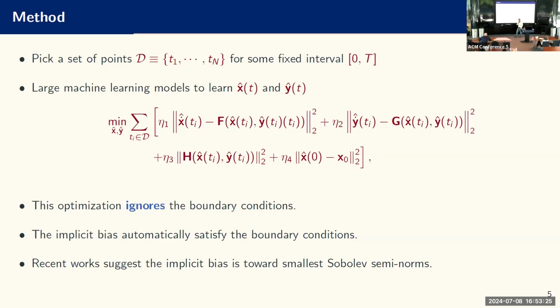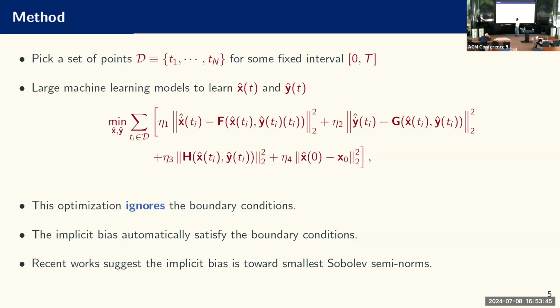This optimization problem has many problems. The most notable one: what happened to that b? What happened to the boundary condition at infinity? You don't see it here. So in this optimization that I'm going to solve, I'm going to completely ignore the boundary condition at infinity, as if it doesn't exist.